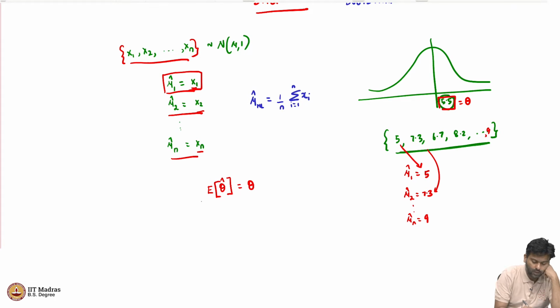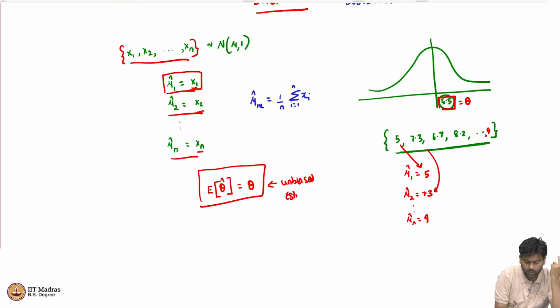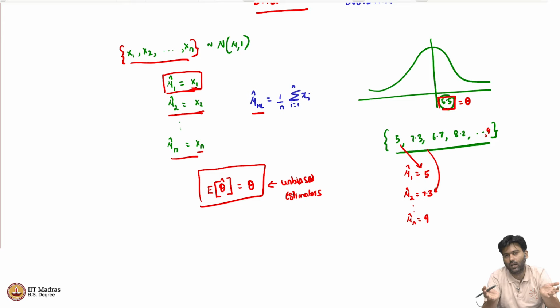Now, look at this notion of unbiasedness, unbiased estimators. If you think about which of these are unbiased estimators, in other words, if I ask what is the expected value of mu hat 1, what is the expected value of mu hat 2, and so on till mu hat n, and what is the expected value of mu hat ml, then we will realize that all of these are unbiased estimators.